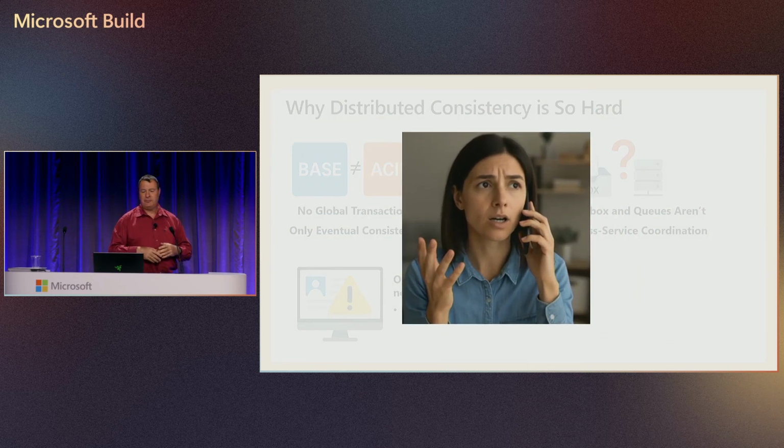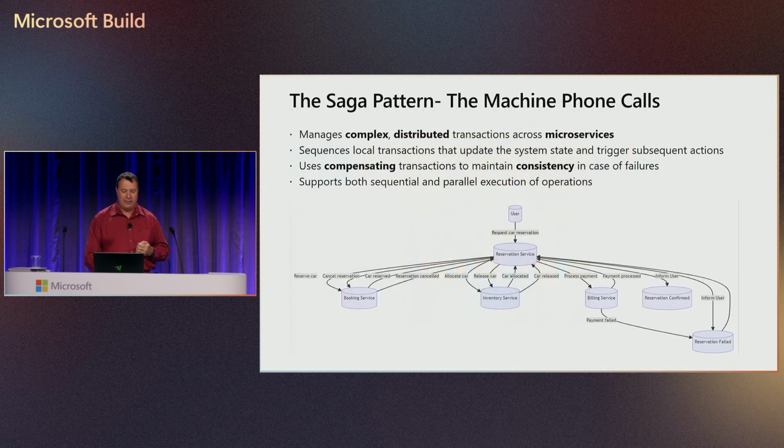And what happens if we don't do that? Our customer needs to call and ask, did I pay? Did I get the car that I reserved, and so on? We don't want our customer to do that. We want our system to do these calls, figure out what the state is, and ensure that the state is correct. Enter the Saga pattern.